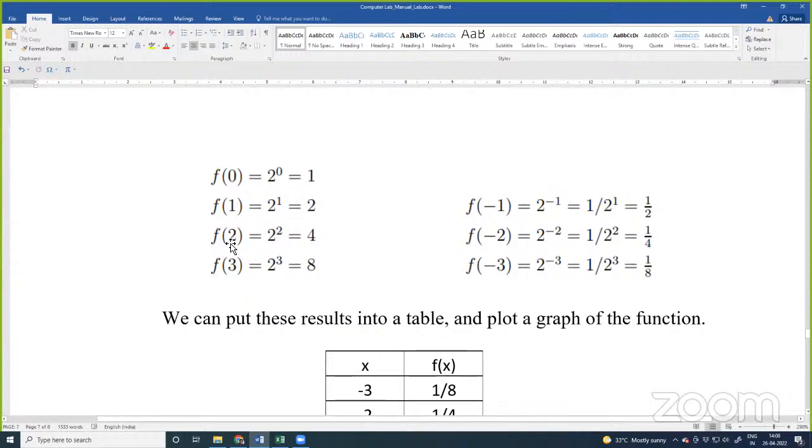If x is equal to 2, 2 to the power of 2 is 4. If x is equal to 3, 2 to the power of 3 is equal to 8. In the sense, it varies. How it varies, we'll see that. Is it an exponential or not? 2 to the power of 0 to 2 to the power of 3, within that domain only.